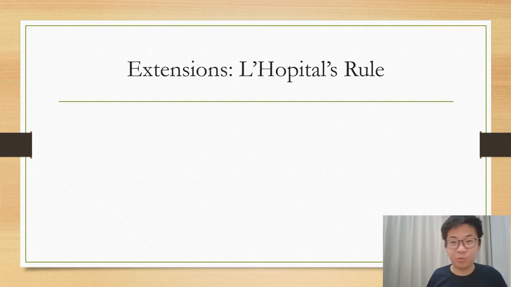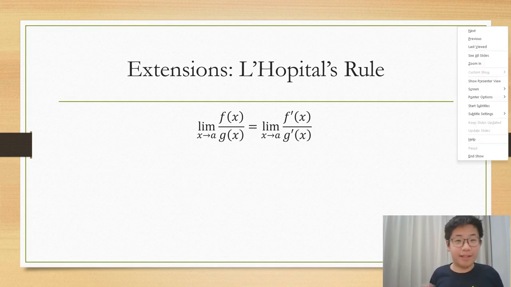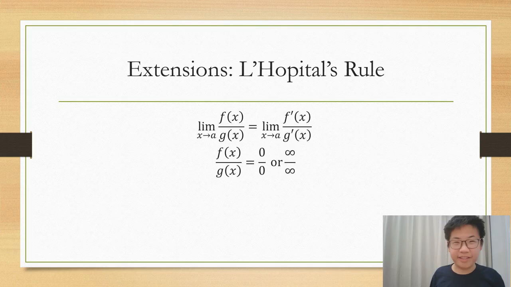What about L'Hopital's Rule? This is a very slick rule for finding limits, and you'll see why it's slick. So this is L'Hopital's Rule. Can't you see why it is slick? Because we just put primes on the functions and we're done. And this will only work when f(x) over g(x) gives 0 over 0 or infinity over infinity, meaning that it is indeterminate.